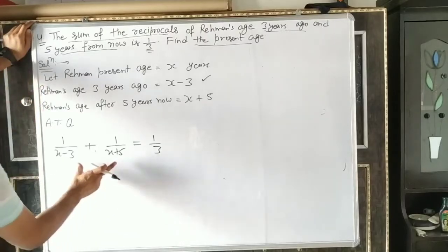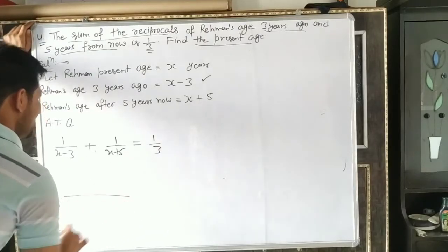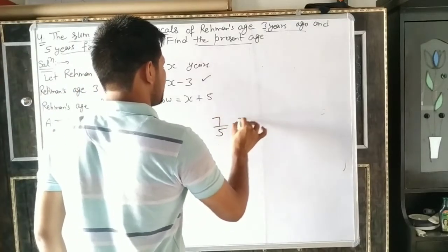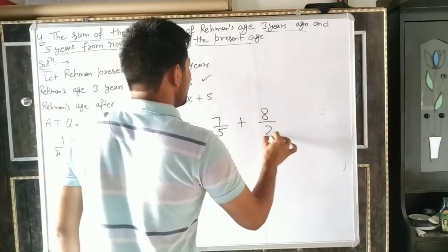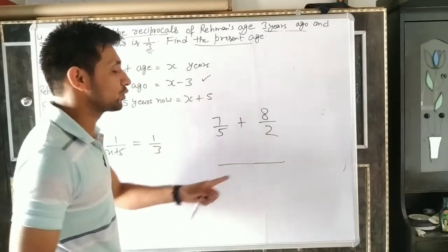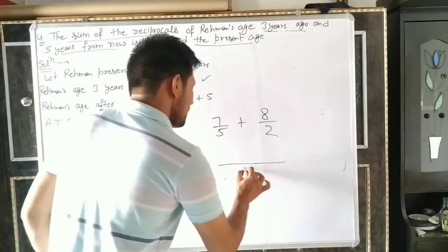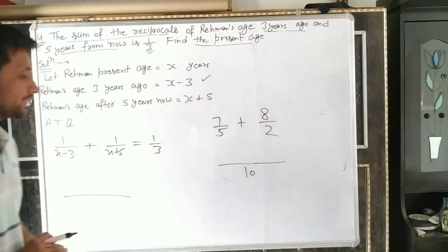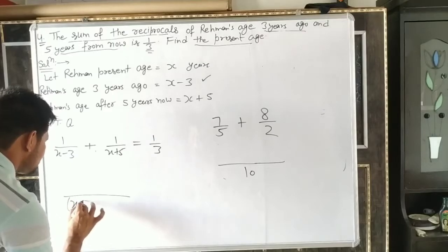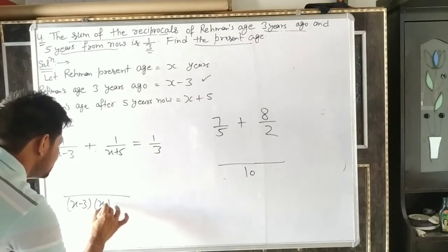What we will do? Both are fractions, so we take the LCM. Always remember, for 7 upon 5 plus 8 upon 2, if there is nothing common in the denominators 5 and 2, what is the LCM? 5 into 2. Both are multiplied, right? Same as it is, we will multiply both denominators. The LCM is x minus 3 into x plus 5.